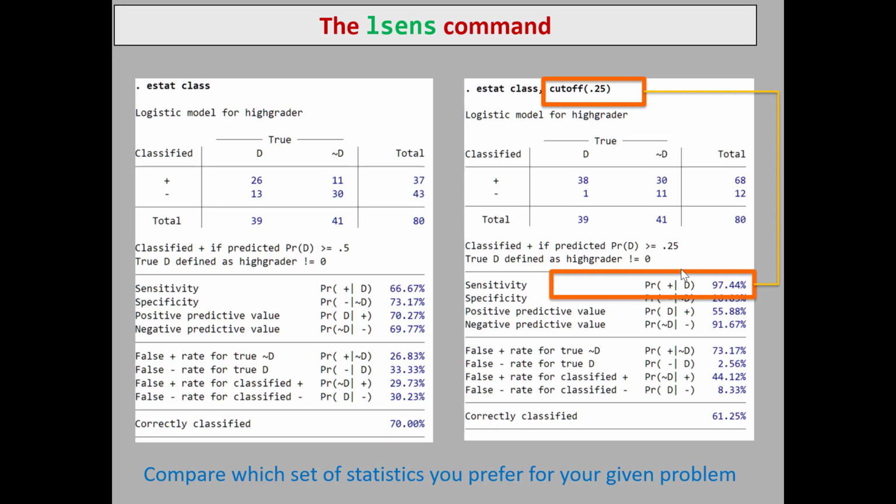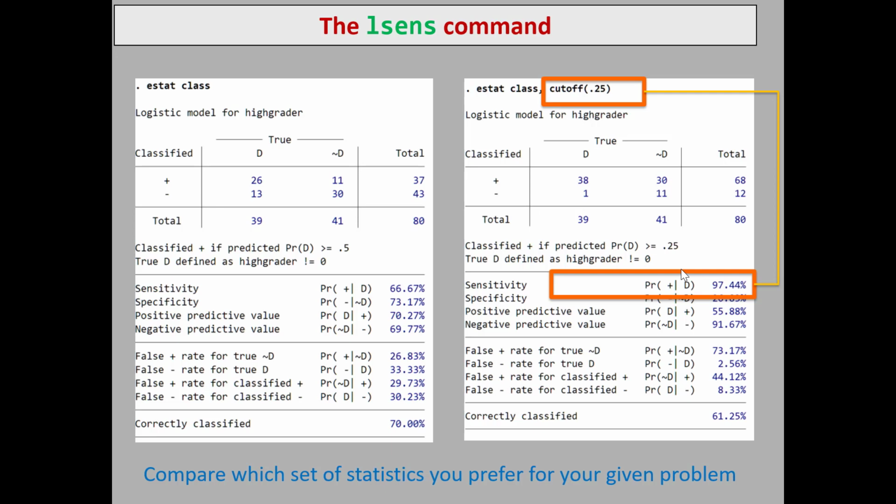The other values also change, so you have to somehow balance the gain that you now get for the sensitivity. Now it's 97%, great. But the specificity was 73, and it's not easy to see here, but is now way lower. The positive predictive value was 70, is now 55. Instead, the negative predictive value was 70 and is now 92.